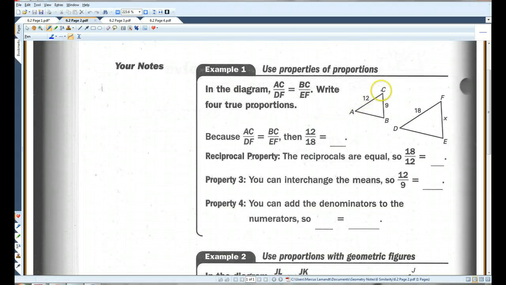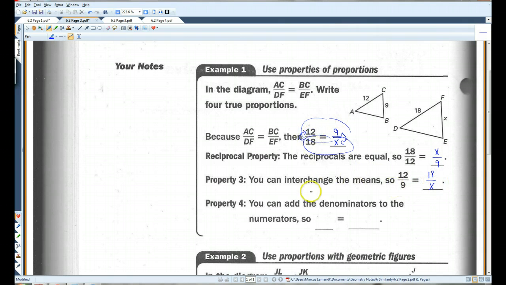In the diagram, AC over DF equals BC over EF. Now, if that's the case, then 12 over 18 equals 9 over x. They don't actually ask us to solve for x, they just want us to write 4 true proportions. Here's one. If we wanted, we could flip these over. Get 18 over 12 equals x over 9. Or we could go across. So 12 over 9 equals 18 over x.